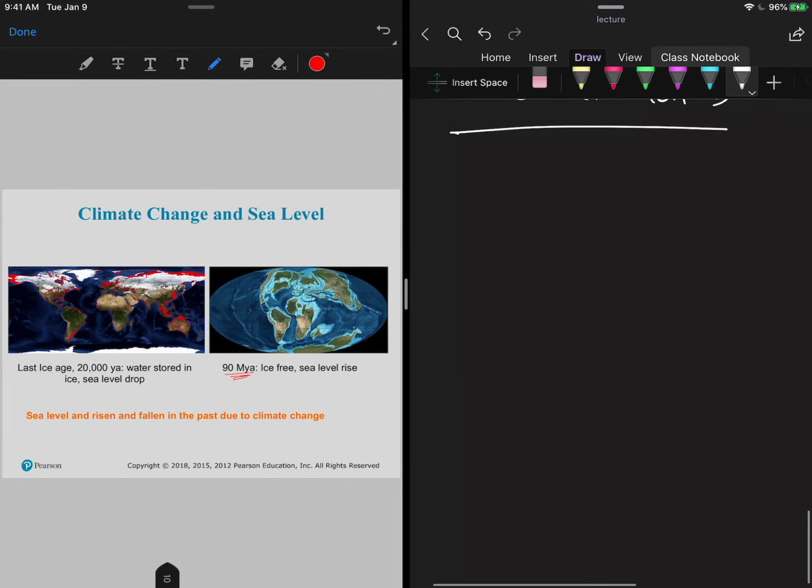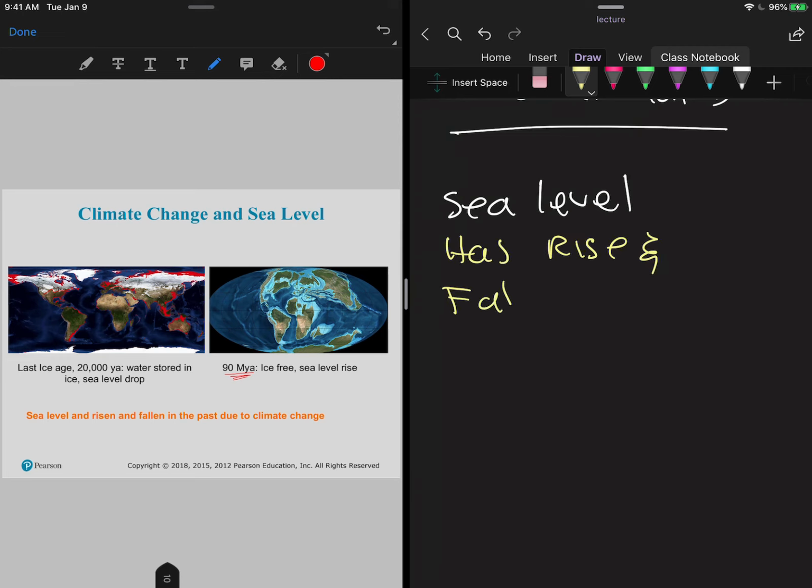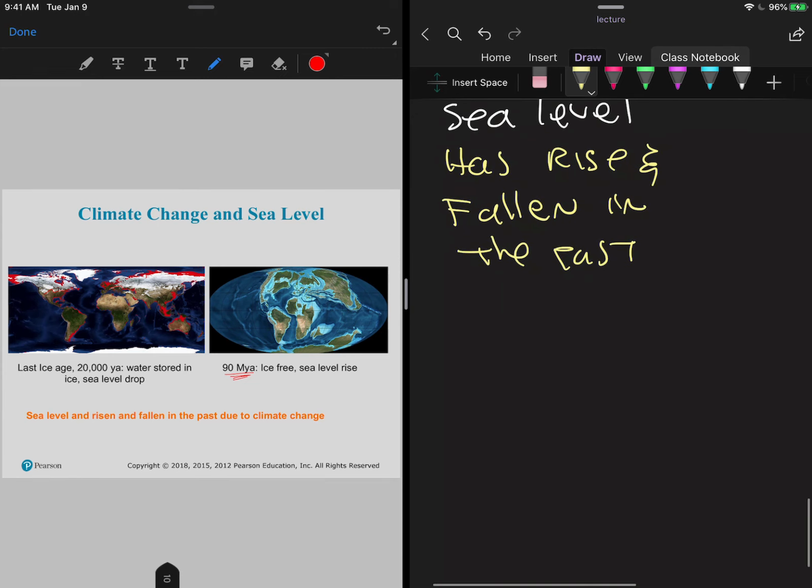But for now, just as an introduction, we'll say that sea level has risen and fallen repeatedly in the past due to natural cycles of climate change.